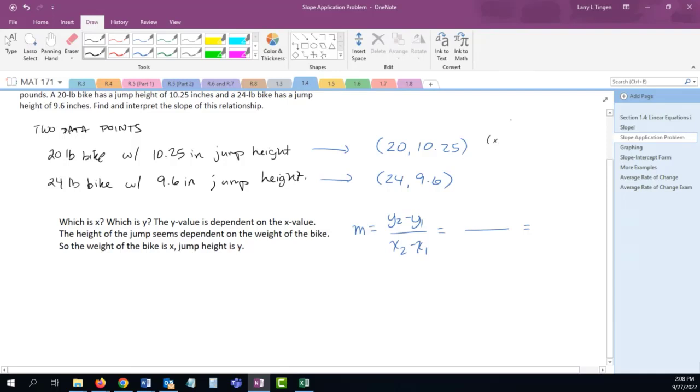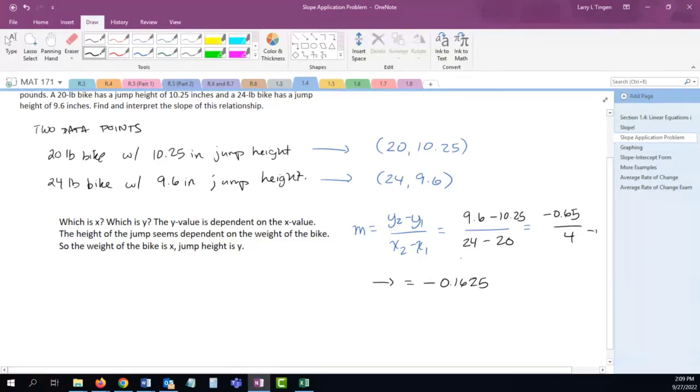All right, so the first point is x1, y1. The second point is x2, y2. So y2 is 9.6, y1 is 10.25, right? x2 is 24, x1 is 20. So now I have, yeah, my sign was wrong, but that is correct now. Negative 0.65 over 4, which when divided out gives us negative 0.1625. All right? So what does that mean?